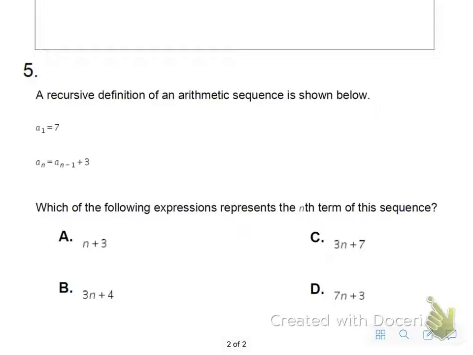Hey everybody, this is just going to be a quick video covering question 5 from the sequence quiz. I guess I just forgot to program it into the first video, so I'm just going to cover it right now.